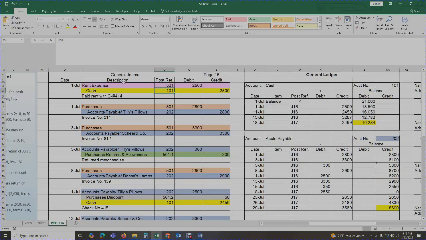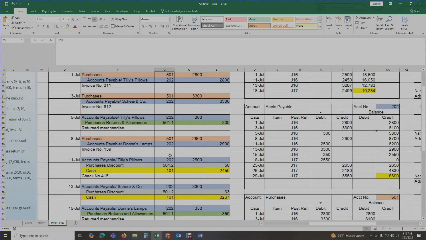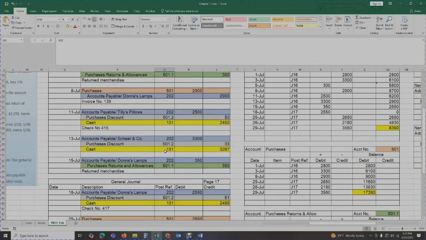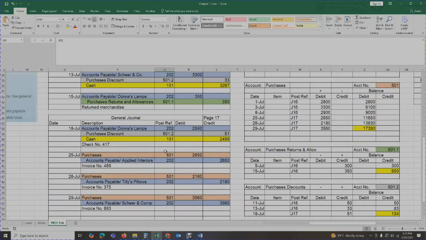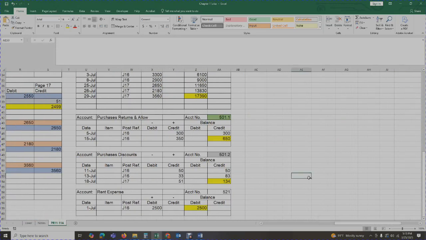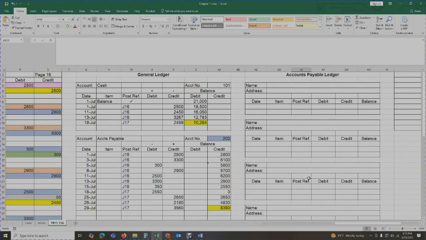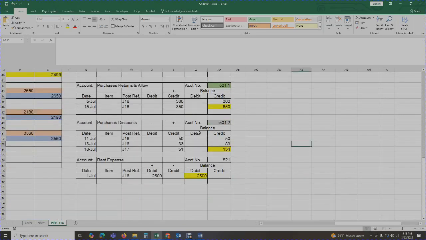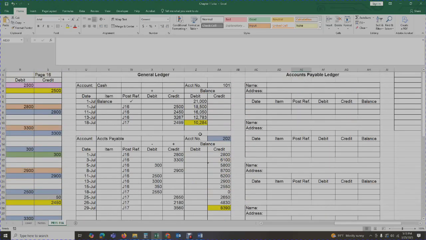If you see, all of the items in your journal are highlighted. They all have an account number on your post reference. That means I have transferred all of my information from my journal to my ledgers. On your ledgers, I have highlighted in yellow my ending balances for each of the accounts. So we are done with the journal and the ledger. We've calculated the ending balance of each account.